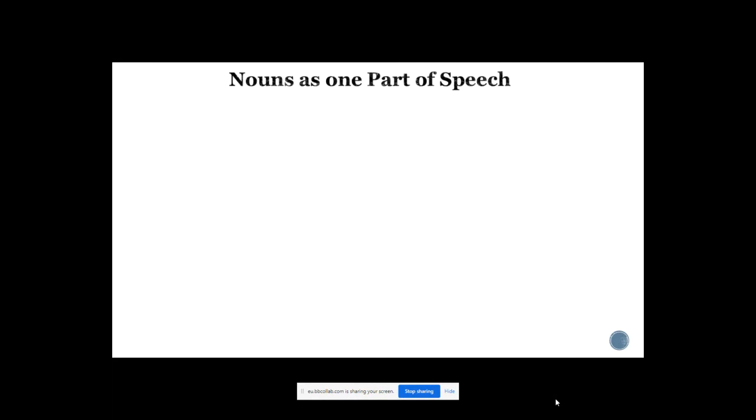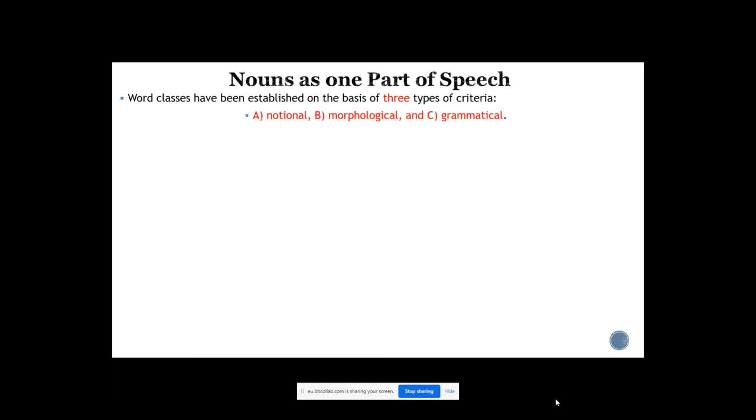Okay, so nouns as one part of speech. Word classes have been established on the basis of three types of criteria: notional, morphological, and grammatical. By notional, or sometimes we call it semantic, we mean the criteria which involve generalizations about the meaning of words in a class.